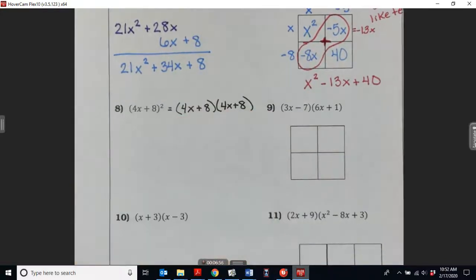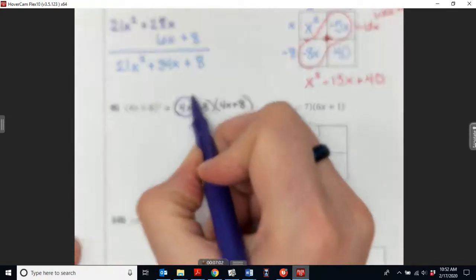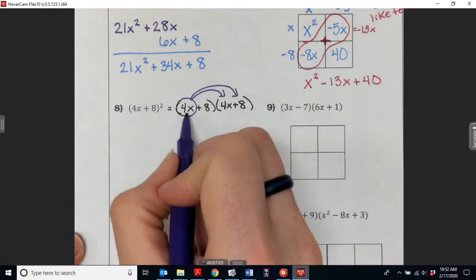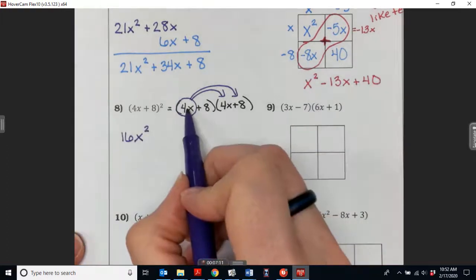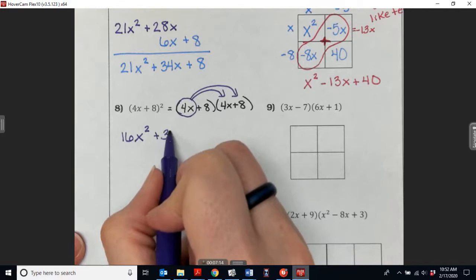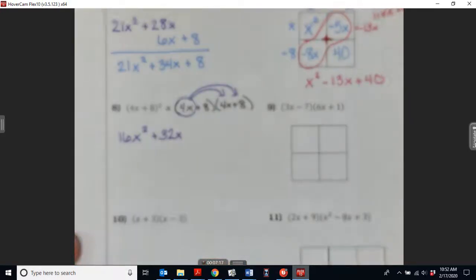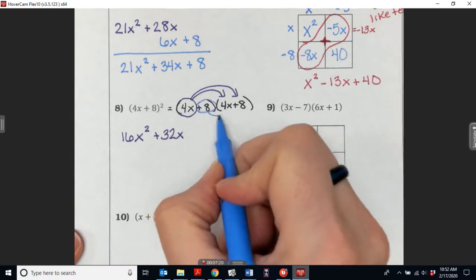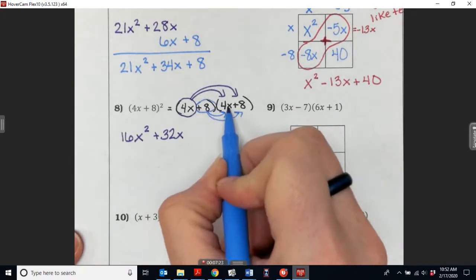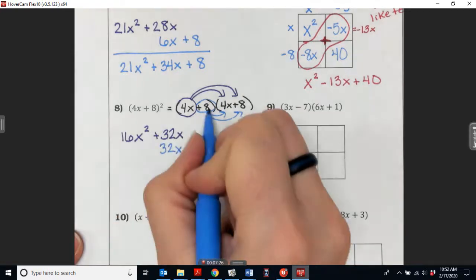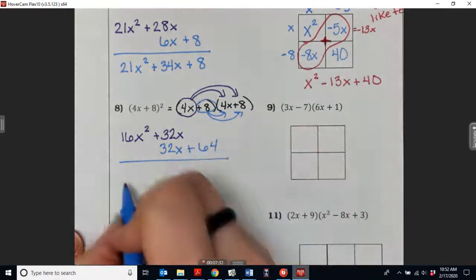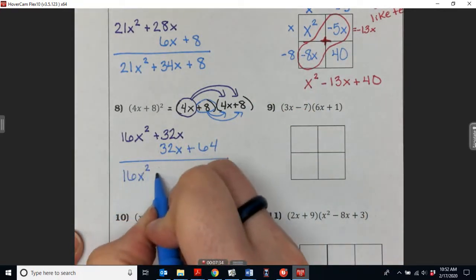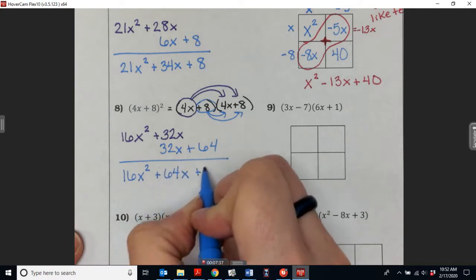So now, to practice distributive property, I take the first term times everything in the second set. So 4 times 4 is 16, x times x is x squared. And then 4x times 8 is 32x. And then I take the second number, positive 8, and I multiply it by everything as well. 8 times 4x is 32x. 8 times 8 is 64. Add up my like terms, which are just the center. So I have 16x squared plus 64x plus 64.